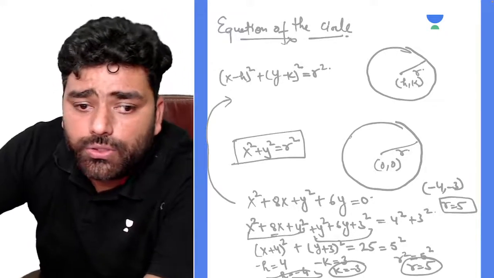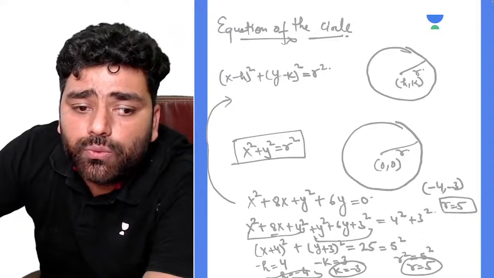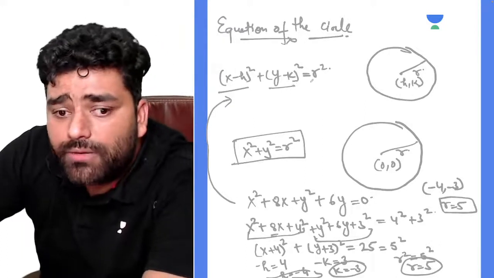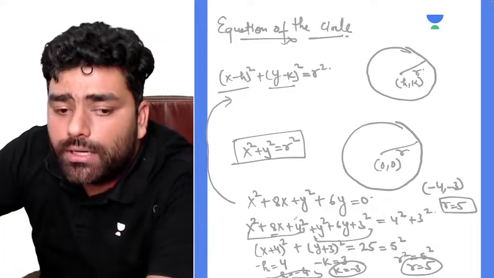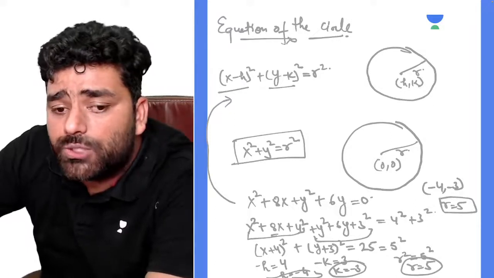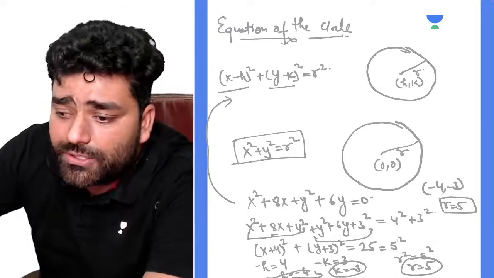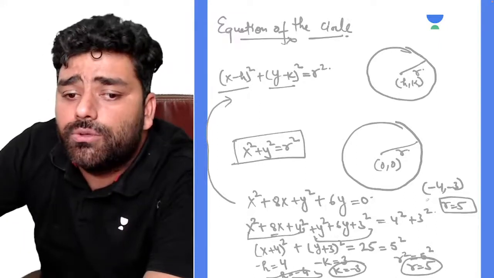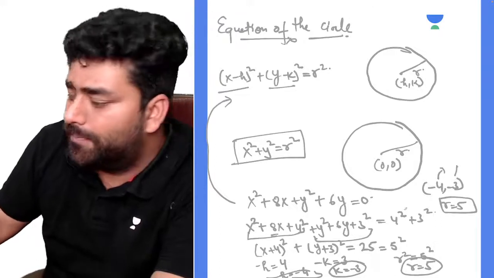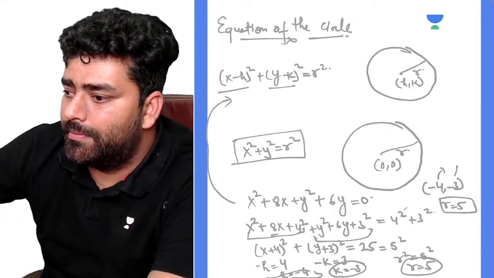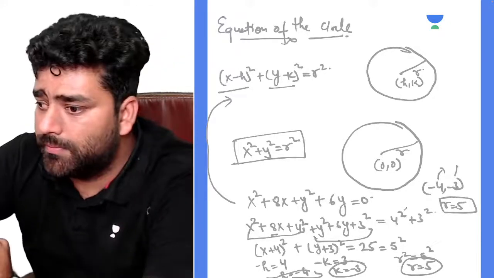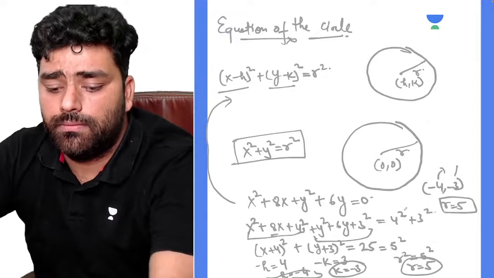Correct? So what you did there is you just converted this equation into this form. And when you convert this equation into that form, you need to complete the square. When you complete the square, you get (x plus 4) whole square plus (y plus 3) whole square is equal to 5 square, right guys? And that gives you the radius as 5 and the center as (negative 4, negative 3). Right guys? Any doubt in this question? Please let me know if you have any doubt.